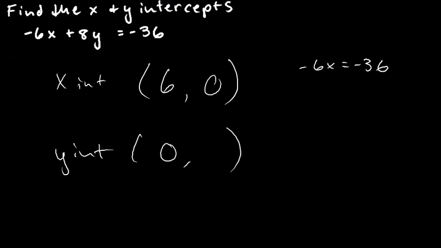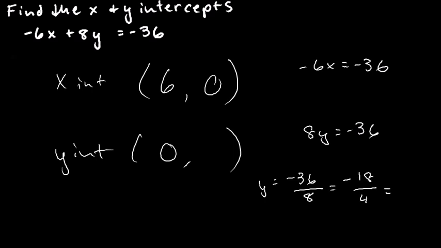And if I plug in 0 for x, I'm going to get 8y equals negative 36. I'm going to divide both sides by 8 and get y equals negative 36/8. That's going to reduce to negative 18/4, which equals negative 9/2. So you could give me negative 9/2 or negative 4.5, perfectly fine.